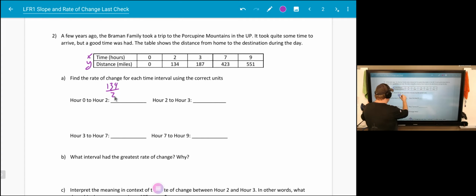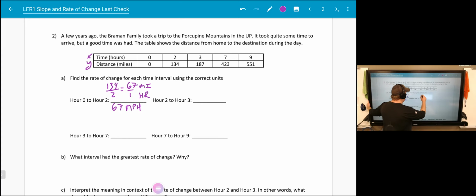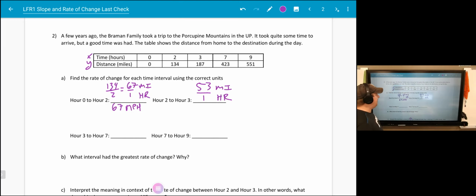134 over 2. This would give me 67 over 1, or 67 miles per hour, right? That is what we're doing. You could even abbreviate if you wanted to. Miles, hour. Hour 2 to hour 3, that's a difference of 53. 53 miles in 1 hour, or just 53. Hour 3 to hour 7, what is that a difference of?